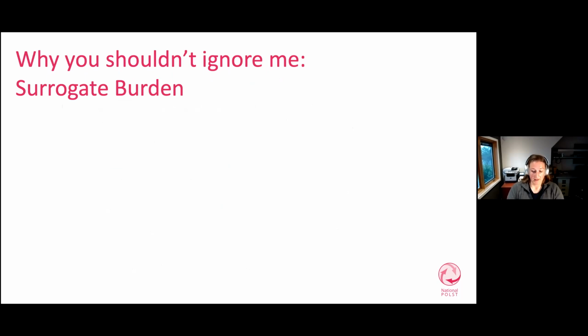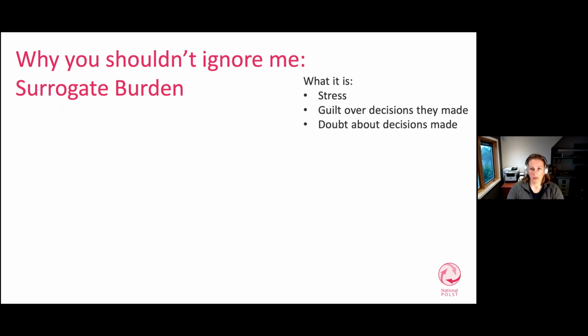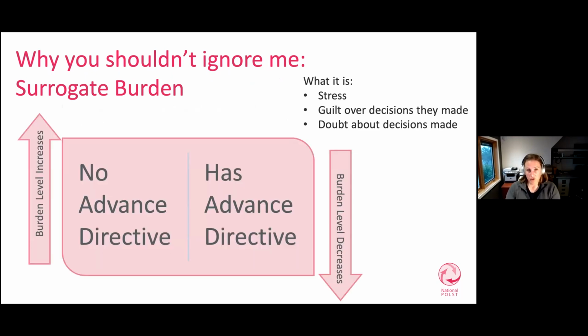Surrogate burden. There are actually a few research articles on this concept of surrogate burden, which is defined as stress, guilt over decisions that have been made, or doubt about decisions that they've made on behalf of the patient. The studies have found that 1/3 of surrogates have experienced a negative emotional burden as a result of making decisions for somebody else. And these can be substantial, they can last for months or even years. But the good news is that when the surrogate knows and has a general idea of what the patient would have wanted, what they can learn through an advance directive, then that burden decreases. And the more information you can give or share, the better off the surrogate is and the less burden that they will feel going forward.